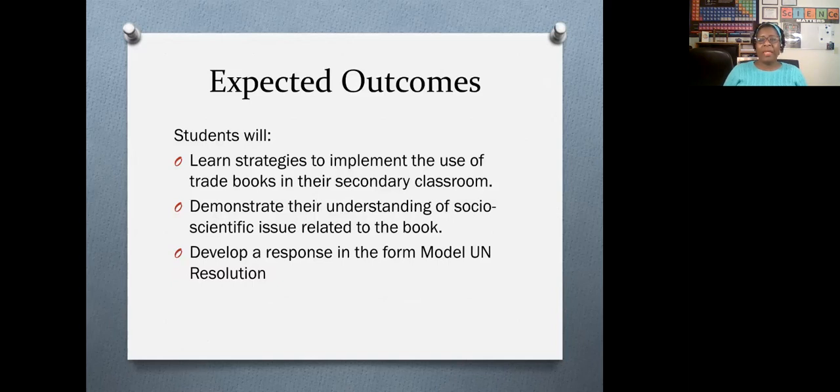We had some expected outcomes as we use these strategies. We expect the students to learn strategies that they themselves would be able to implement in their classrooms, particularly with the use of trade books to teach the nature of science as well as socio-scientific issues. We wanted the students themselves to demonstrate their understanding of socio-scientific issues related to the books. And finally, we wanted them to develop a response in the form of a Model UN resolution. So we provided students with rubrics and criteria about how they would develop the Model UN.